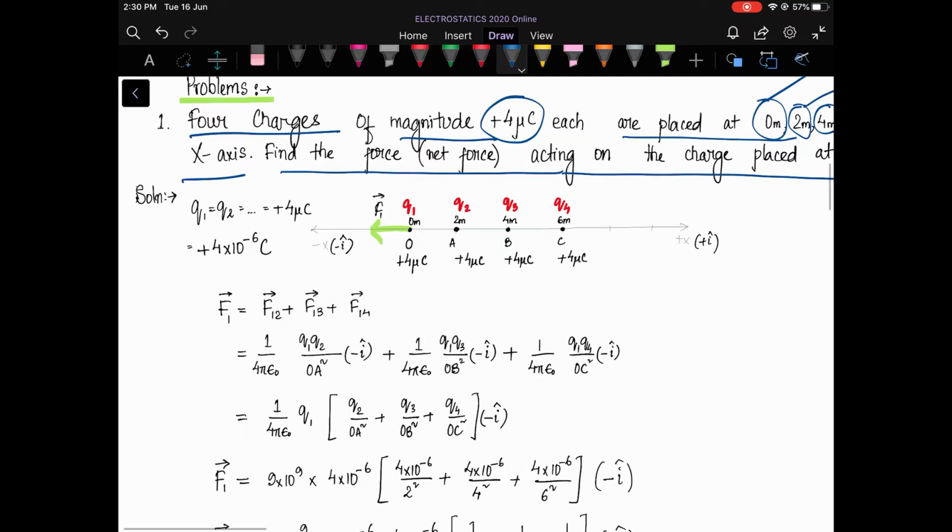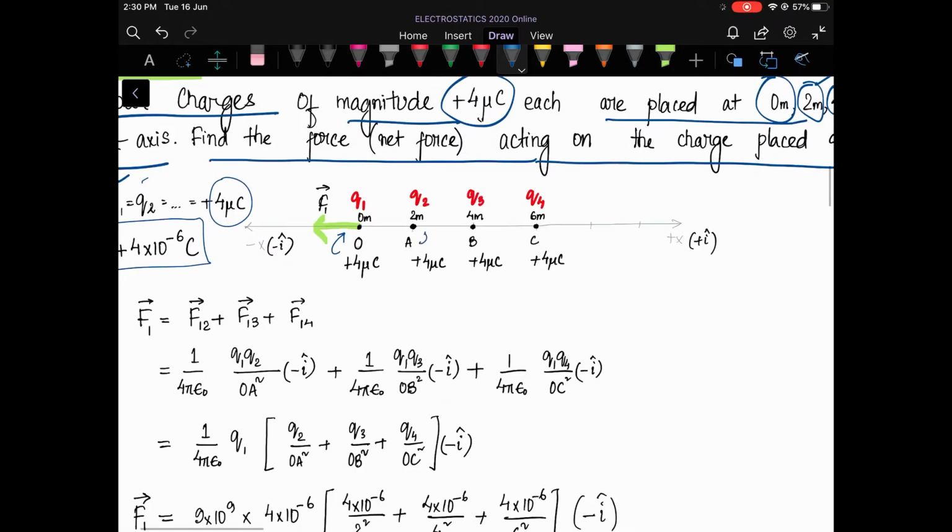Clearly you can see we have written all the charges are 4 microcoulombs, which can be written as 10 to the power minus 6 coulombs. This is the 0 meter mark, the 2 meter mark, the 4 meter mark and the 6 meter mark. And we have charge q1, q2, q3 and let's say q4. The question is we have to find the force acting on this charge which is placed at the 0 meter mark.